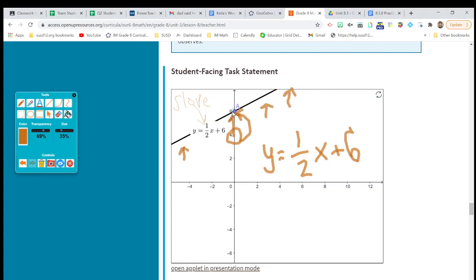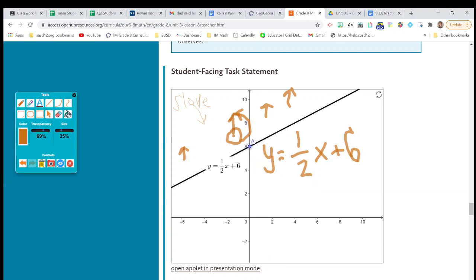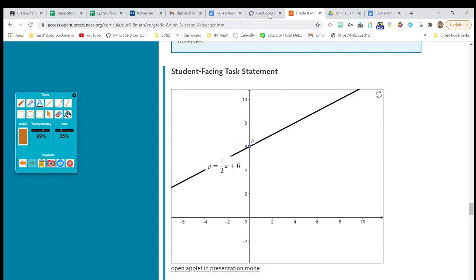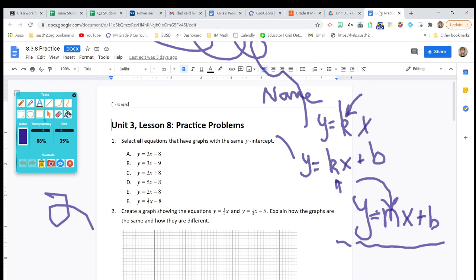That's right. I put it there on the 6. The equation of the line stays the same, except for the y-intercept equals 6 now. Okay, let's go to our assignment. You learned all that already anyhow. I just wanted to give you a review.